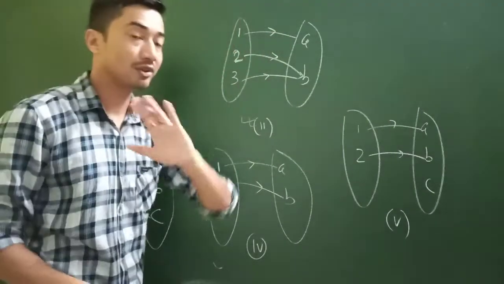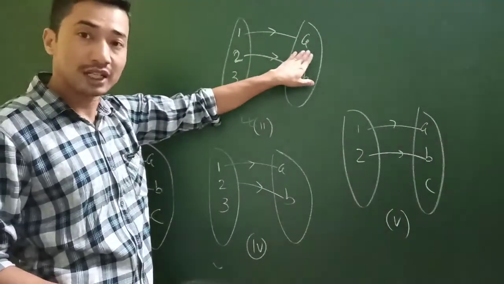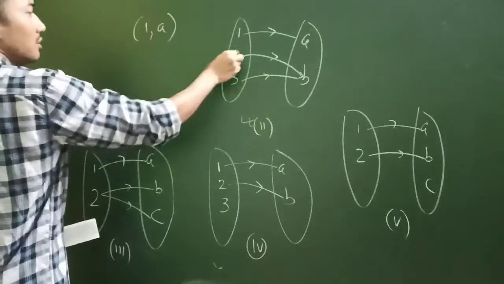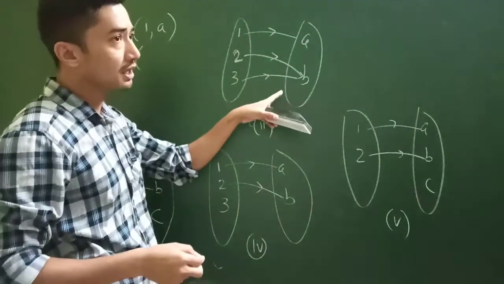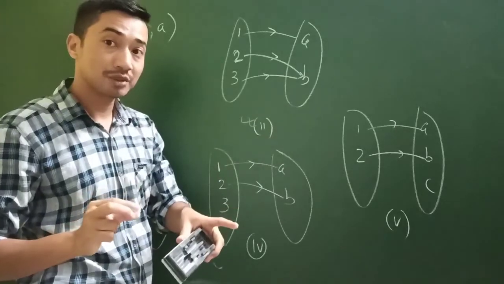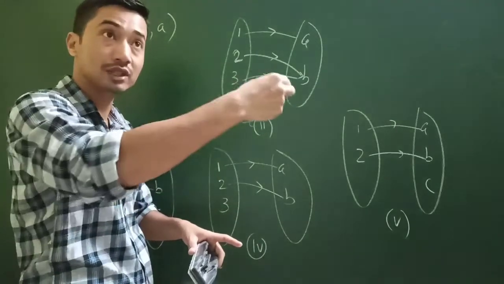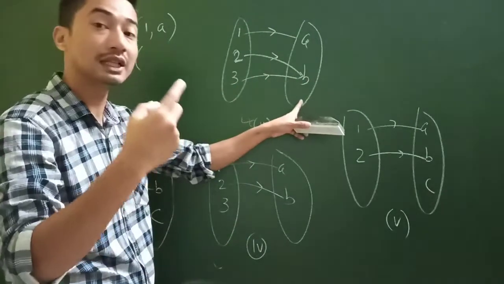See, that's what I mean. Don't get confused here. 1 has an image only A. What about 2? Some of you may be confused: no, sir, there are 2 maps going from here. Read the definition properly. Every element in the set A should have a unique image. Nobody talked about pre-image. We are talking about only the image.